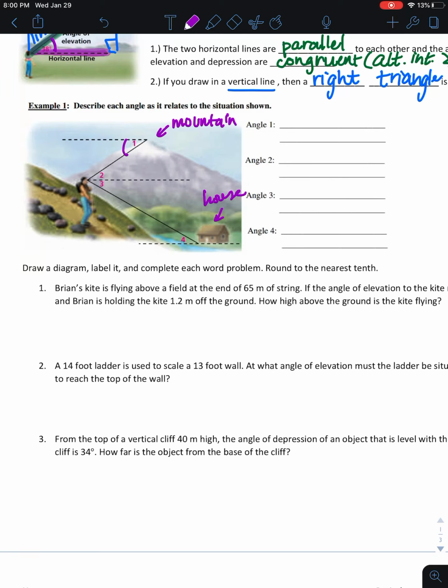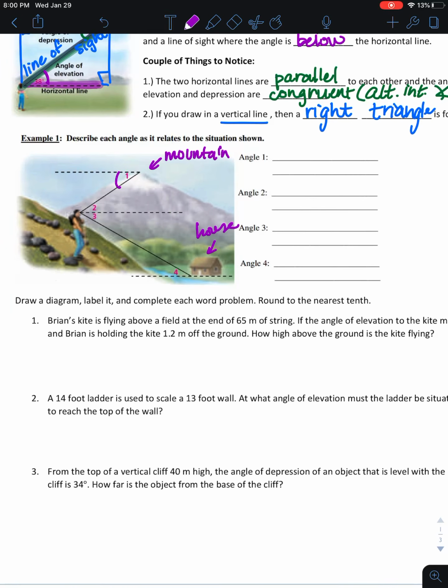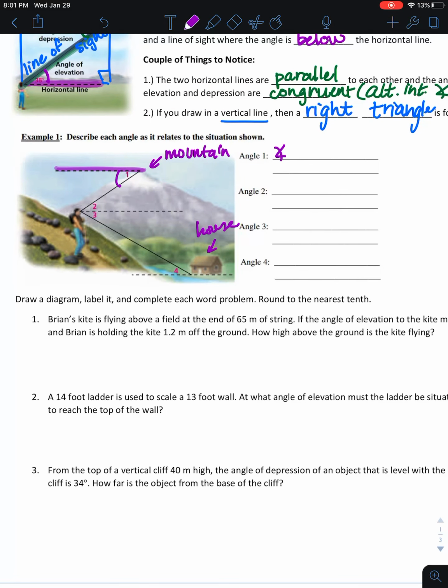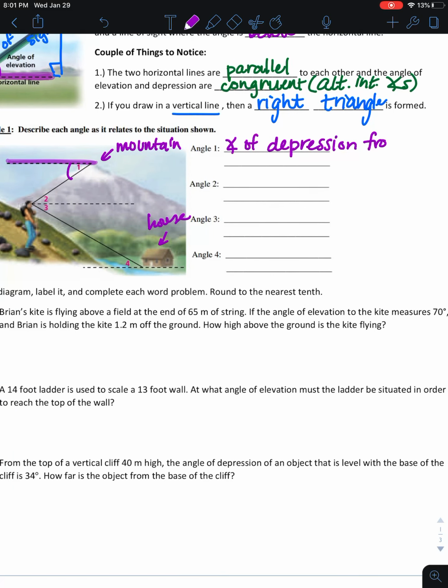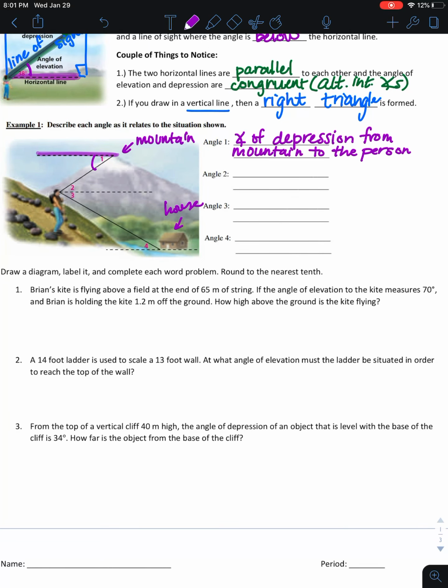All right, so angle 1, what you're going to ask yourself is, is that an angle of elevation or depression? So you look at where it is. It is below this horizontal right here. See? So if it's below the horizontal, it is an angle of depression. More specifically, it is an angle of depression from the mountain to the person. So you need to be able to see this in a word problem and understand what the diagram looks like, so when you create your own diagram, it's accurate and correct.